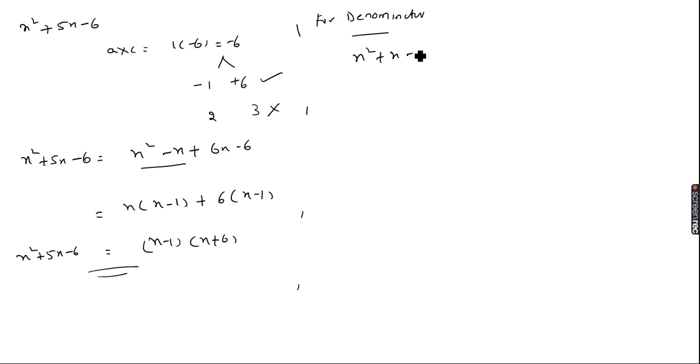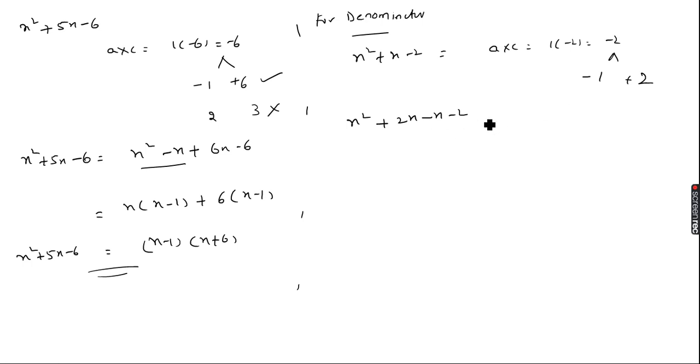x square plus x minus 2, then it is nothing but a into c, that is nothing but a 1 into minus 2, that becomes 2 minus 2. What are the factors for 2? This 2 is a prime number, just we have 1 into 2, and this is a plus and this is a minus. So therefore x square plus 2x minus x minus 2. The x can be written as 2x minus x.